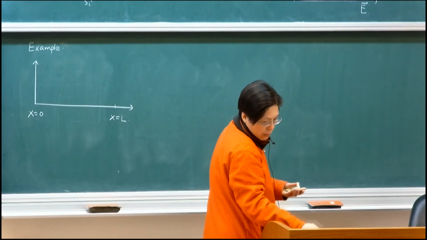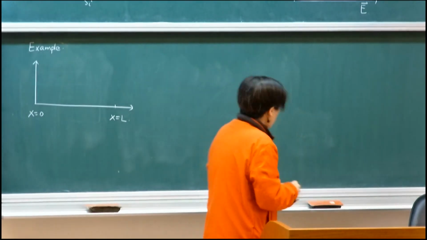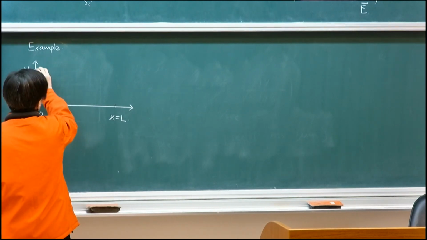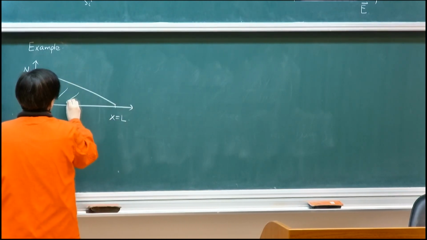Okay. Do I have a number? No, I don't. So let's just use this example. This is n, this is 0. So how do you find the gradient?